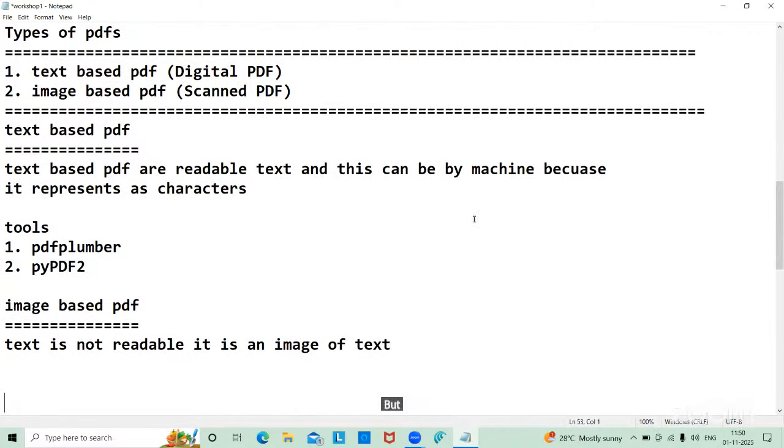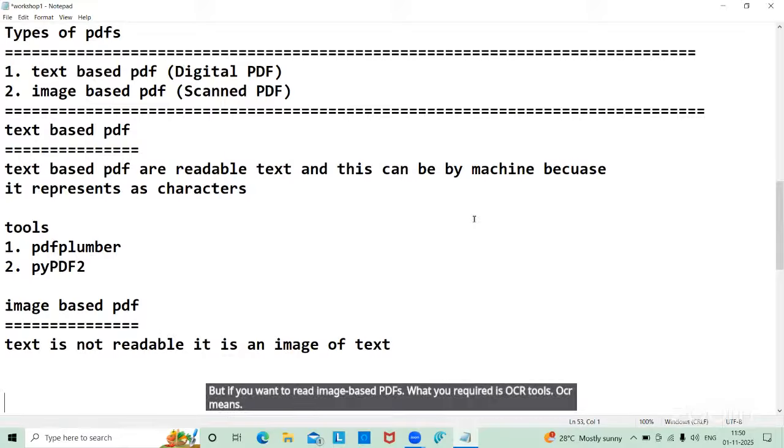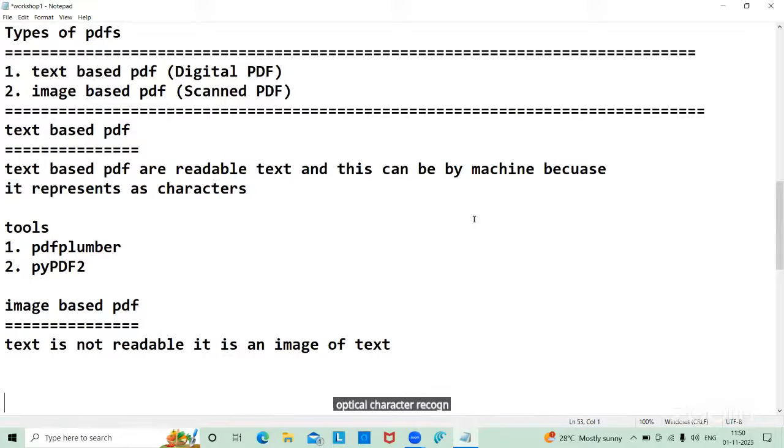But if you want to read image-based PDFs, what you require is OCR tools. OCR means optical character recognition. I think you know it: optical character reader, optical mark reader. You heard about this? OMR, OCR, barcode reader. Have you heard about this?